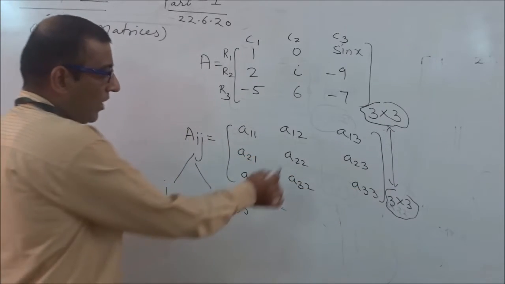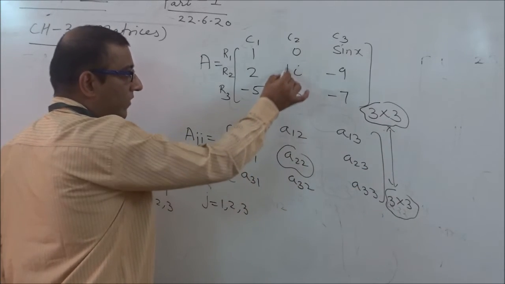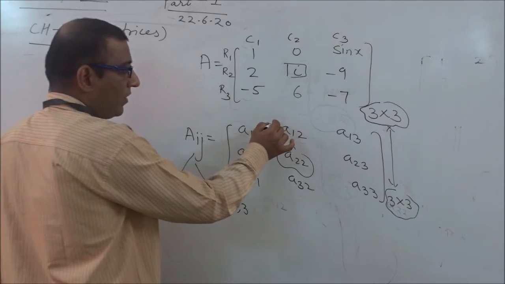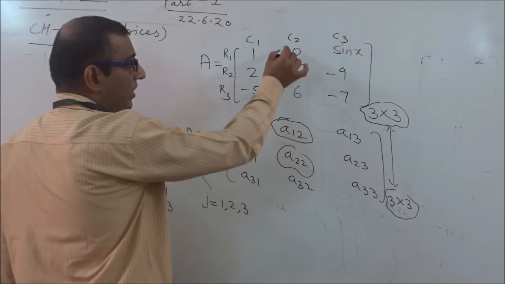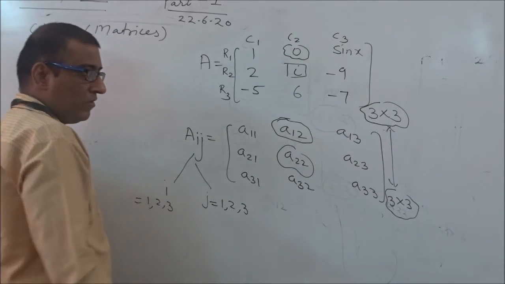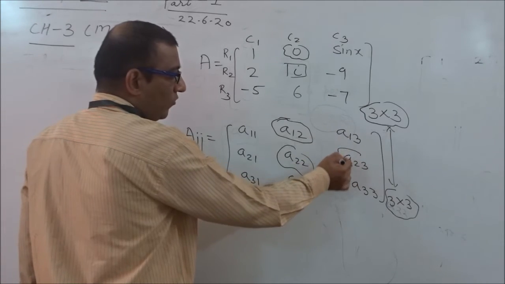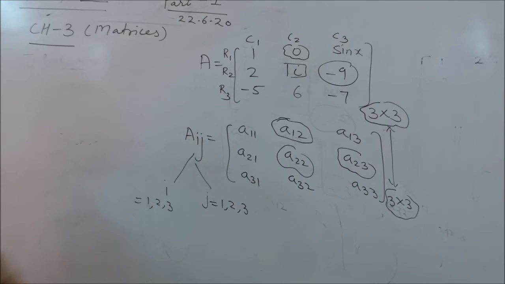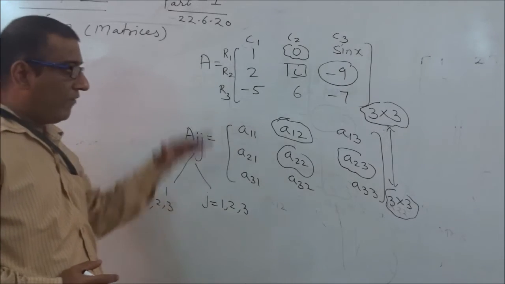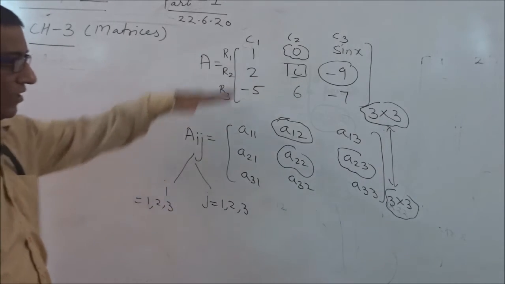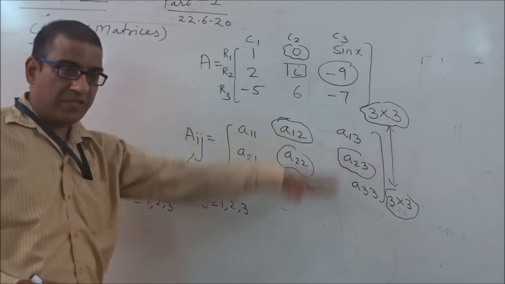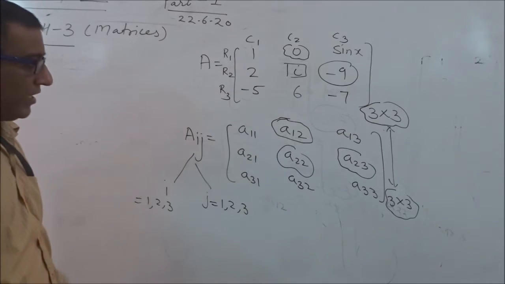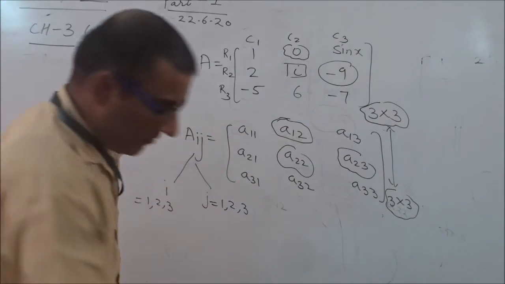So we can say the value of small a22 is related with iota. The value of a12 is related with 0. The value of a23 is related with -9. So this is the comparison between the two matrices. Whenever we want the comparison of two matrices, their order should be the same, otherwise comparison is not possible. So earlier it was 2 into 2, and this is the comparison of 3 into 3. 9 elements are there, 9 entries are there.